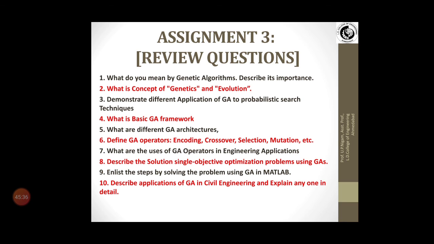These are a few review questions to check that you understand the genetic algorithm: genetics and evolution, the different probabilistic approaches, what the basic GA framework is, the different GA architectures we have discussed, the 8 steps we have discussed, and the different operators we have studied in detail. What are the uses of GA for single objectives, and what are the steps for solving a problem using GA in MATLAB? In any software the problems are the same, just the initiation of the data and the importing and exporting of data types are different. And applications of GA in civil engineering, and explain any one in detail.